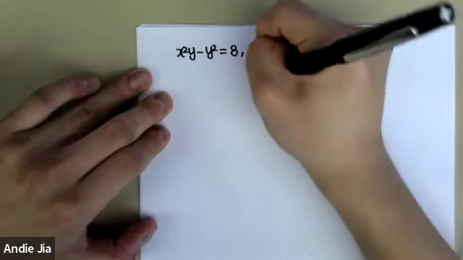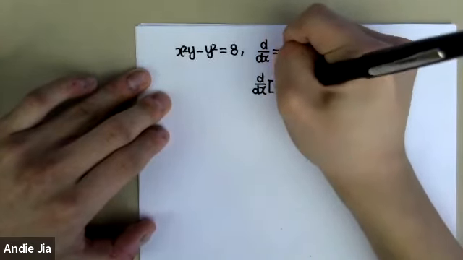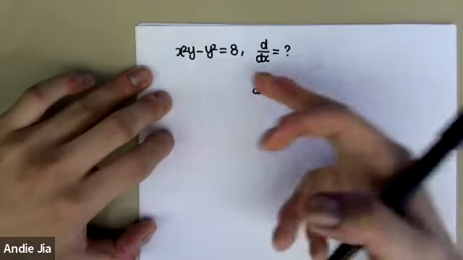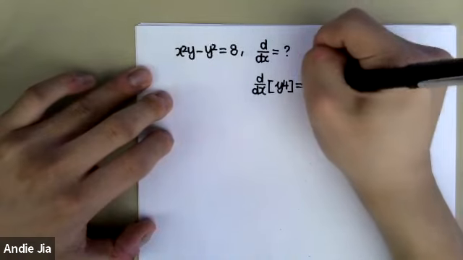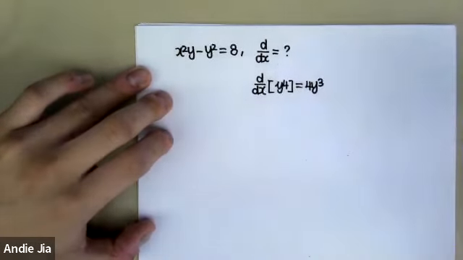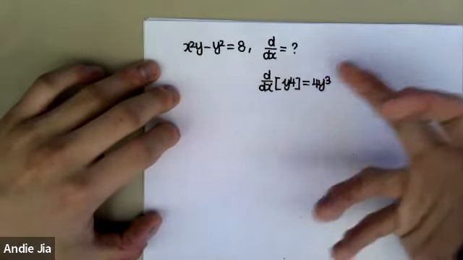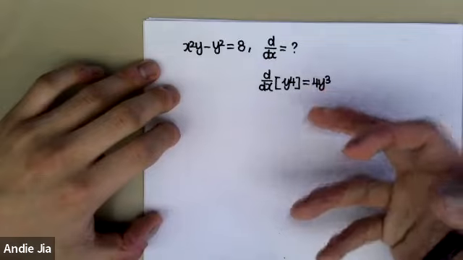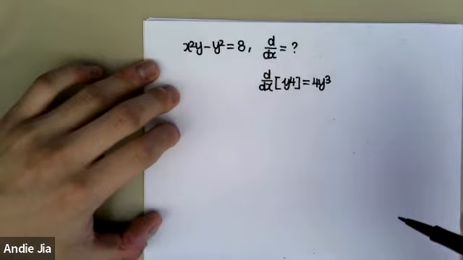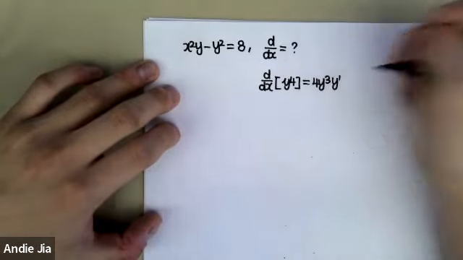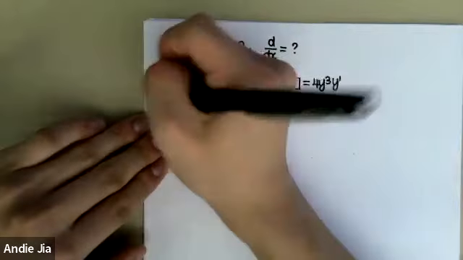So if you want to take d/dx of y to the fourth, it's going to be 4y cubed, but because there's no variable x in this expression, you want to differentiate them implicitly. So y prime, just add it there.